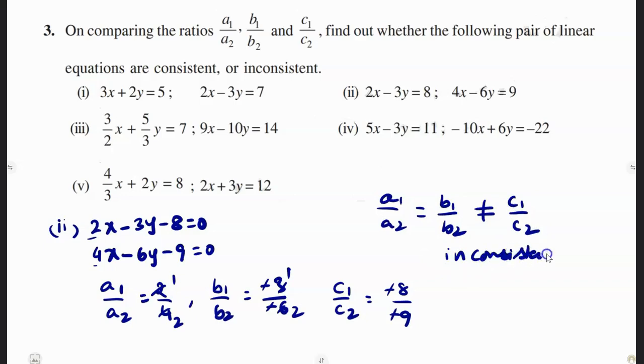And we can say that they are parallel lines actually. They are parallel lines and they have no solution at all. They don't intersect, so they don't have any point in common. So their lines are parallel. Now coming to question number 3.